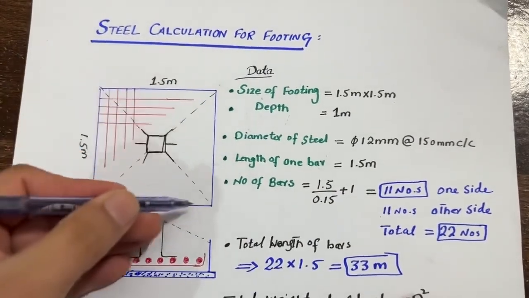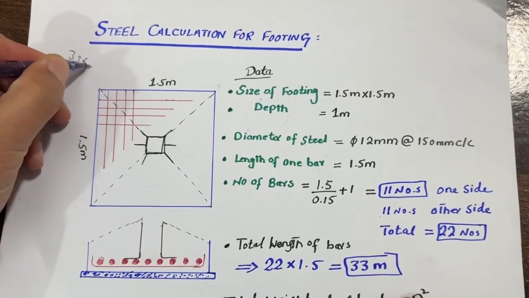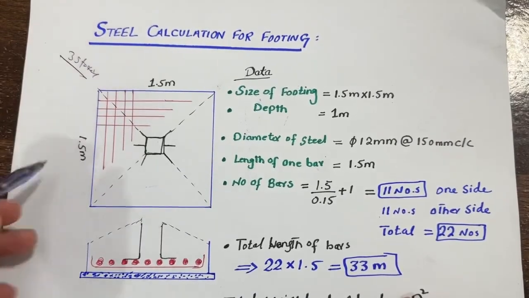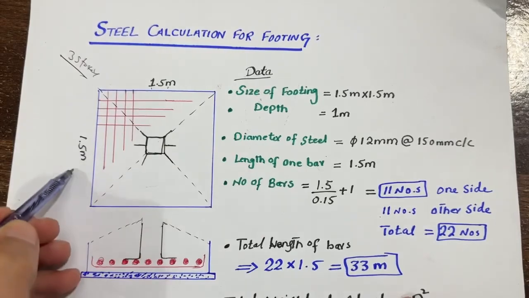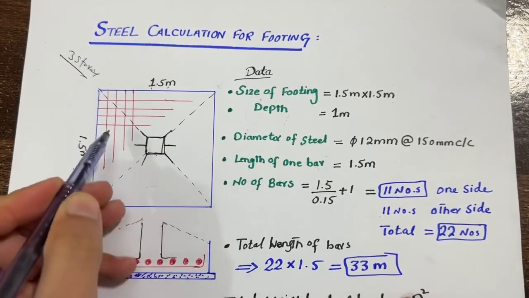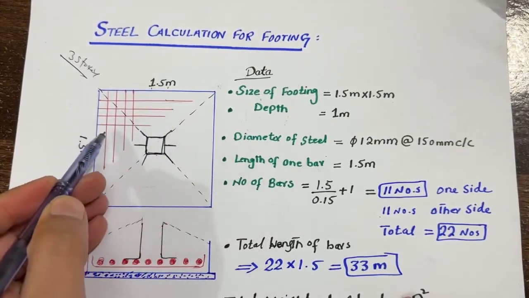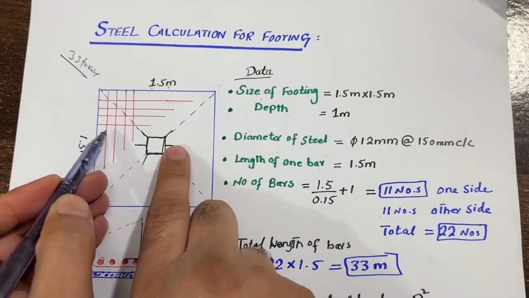Guys, you can see this is an RCC footing which is designed for a 3-story building. Size is 1.5 meter by 1.5 meter. At the middle, you can see this is the RCC column and these are steel reinforcement. The red lines you can see are the main bars and distribution bars in this top view.